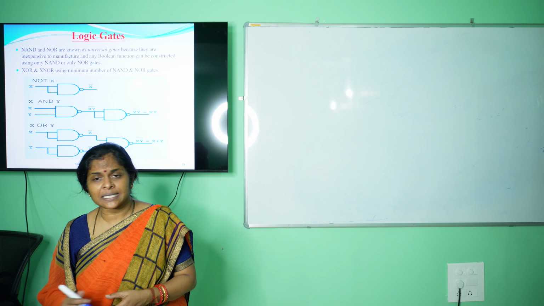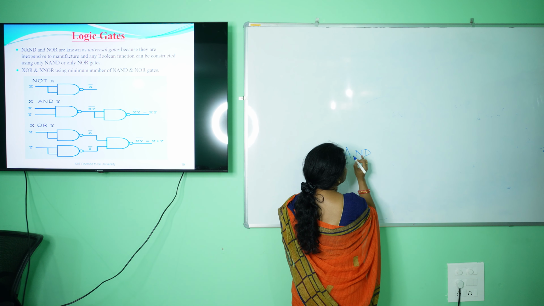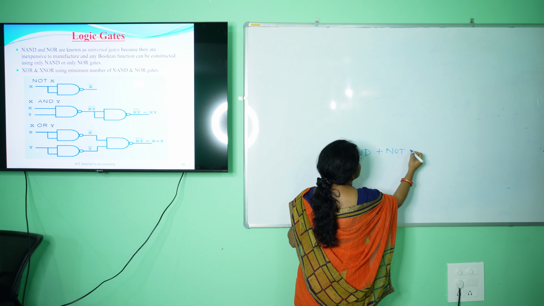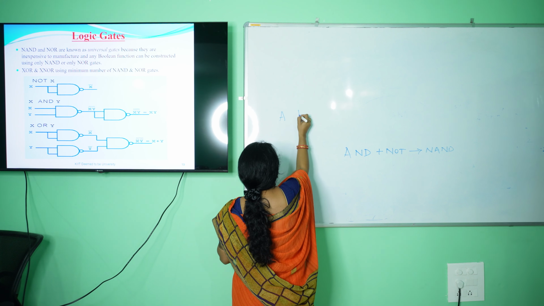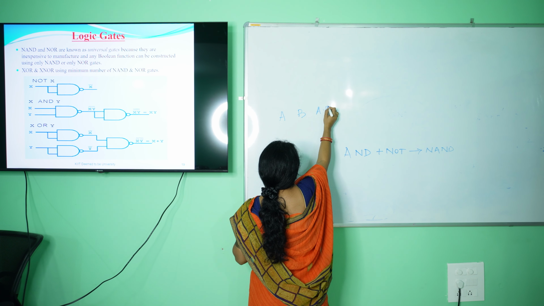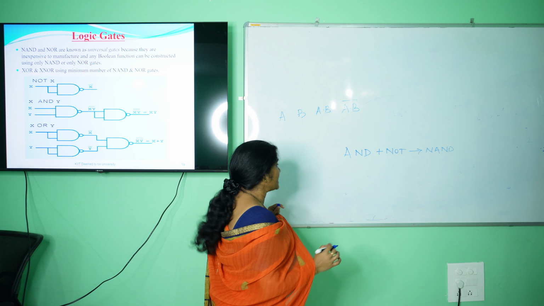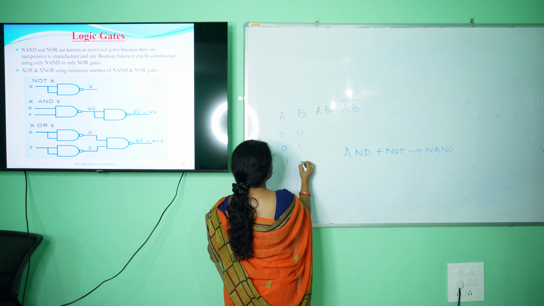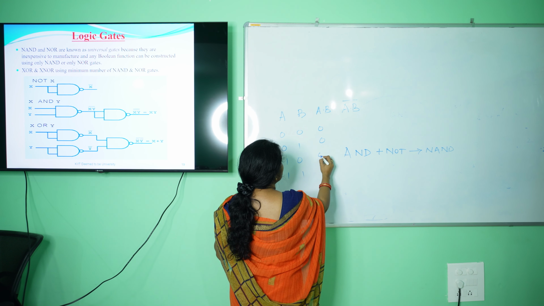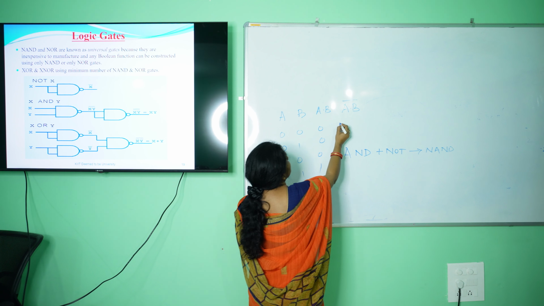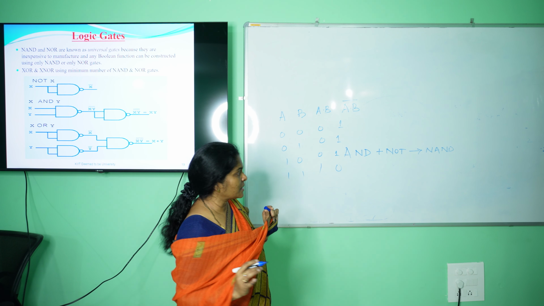Then what do we mean by NAND and NOR? If you know about the AND gate, just put AND plus NOT, then this becomes the NAND gate. That means if you know the truth table of the AND gate, just put the negation of the AND gate. This becomes your NAND: 0, 0, 0, 1, 1, 0, 1, 1. For the AND gate, if any of the inputs is 0, then the output is 0. Otherwise, it is 1. It is just vice versa for the NAND gate: A dot B, negation or complement.